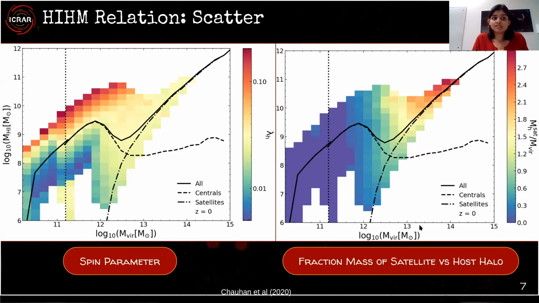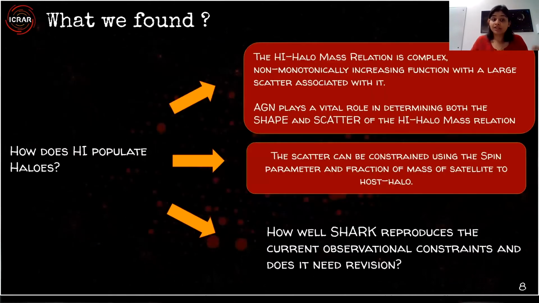So using all of these investigations and properties that we realized, we were able to come up with a numerical model which can populate halos based on their spin parameter and the fraction of the subhalo to host halo mass, and it could populate halos from redshift 0 to redshift 2. So we have come up with this model and it looks like it's great. What we found during our investigations is that the H1 halo mass relation is complex. AGN plays a vital role in determining both shape and scatter, and the scatter can be constrained using spin parameter and the fraction of the mass.